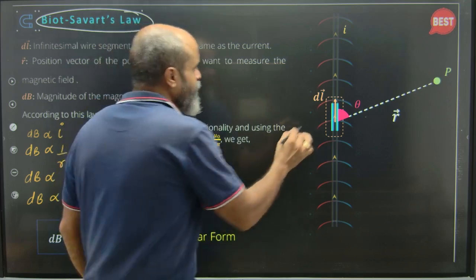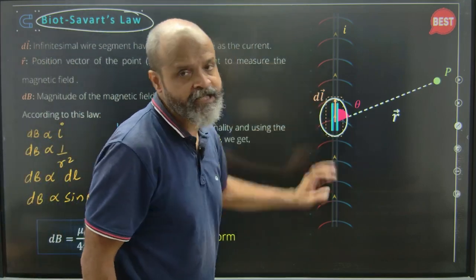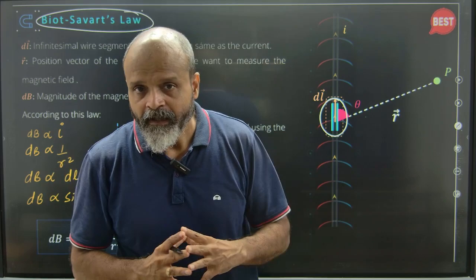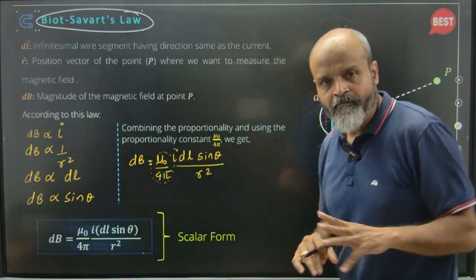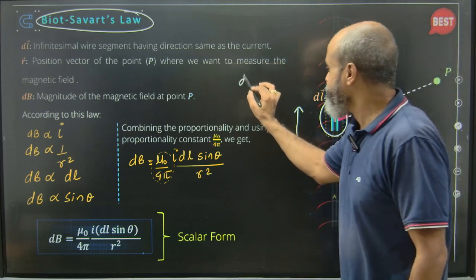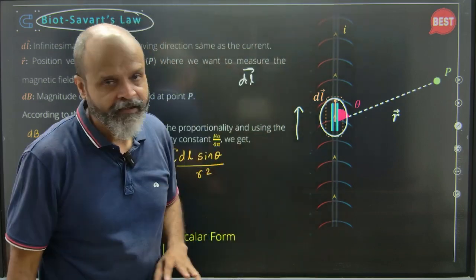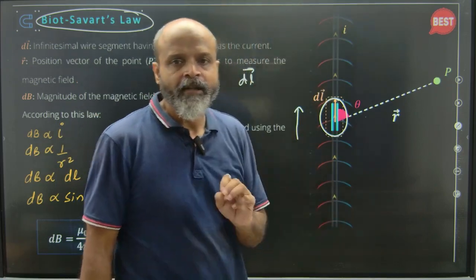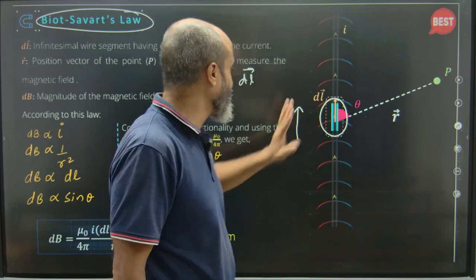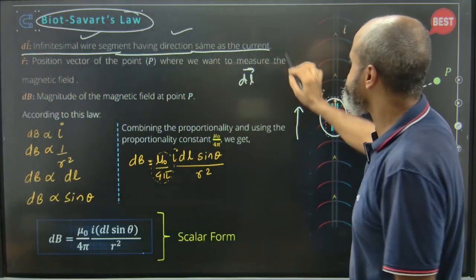In order to derive this, we have picked up a very small infinitesimal part of this length and we call it dl. Now, current is not a vector, obviously, but the direction of the current is taken as dl. So we have taken dl as a vector. The length has been taken in the direction of the current. We can take the length this way or this way, but in all the derivations throughout this chapter, we will take this. So this is called the current element, I dl. Okay, so dl is basically an infinitesimal wire segment having direction same as the current.